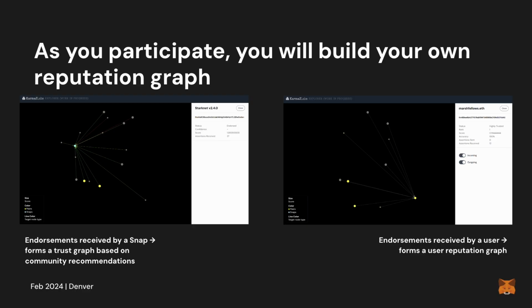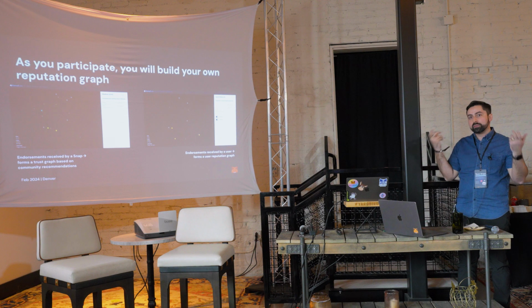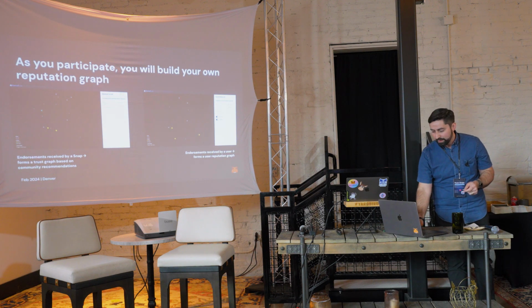And as you participate, you will be building your own reputation graph. So I showed you that Graph Explorer. You'll be able to access that. You'll be able to find yourself in that Graph Explorer. And you'll be able to see how your user reputation is developing. And also, if you have a snap that's allow listed, you'll be able to see how that gains reputation as well. So you'll be able to play around with that because it's updated periodically. It's actually updated as the graph changes, as the information that's coming in changes.